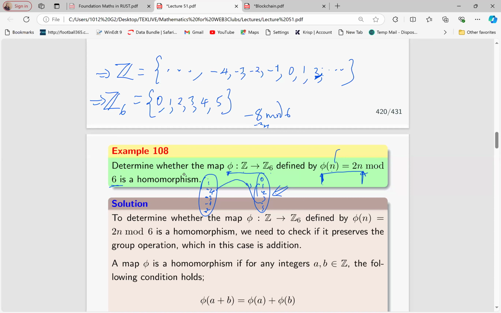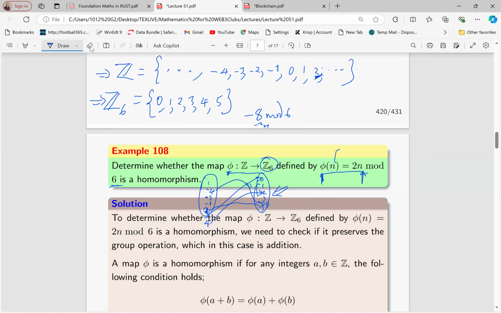What about 2? 2 will be mapped to 2 times 2, which is again 4. What about 3? 3 will be mapped to 3 times 2, which is 6. But 6 mod 6 is 0. So it's mapped to 0. What about 4? 4 is mapped to 4 times 2, which is 8. 8 mod 6 is 2. So that's what you are doing basically. You're mapping elements of one group to the elements of another group.